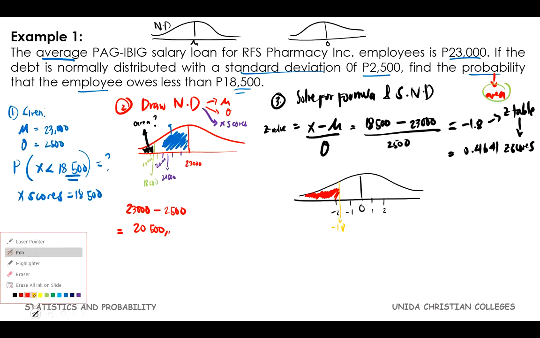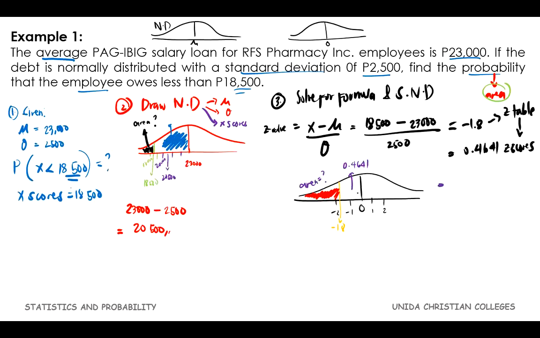So, ibig sabihin, yung nakuha natin na 0.4641, ayun si, ito, 0.4641. Let me change the color, no? Yan, yung nakuha nating z-value, yung 0.46 na z-score, rather, ayan yung ito. So, ngayon, ito na yung hahanapin natin, yung area na kailangan natin. Okay? Paano natin makukuha yun?